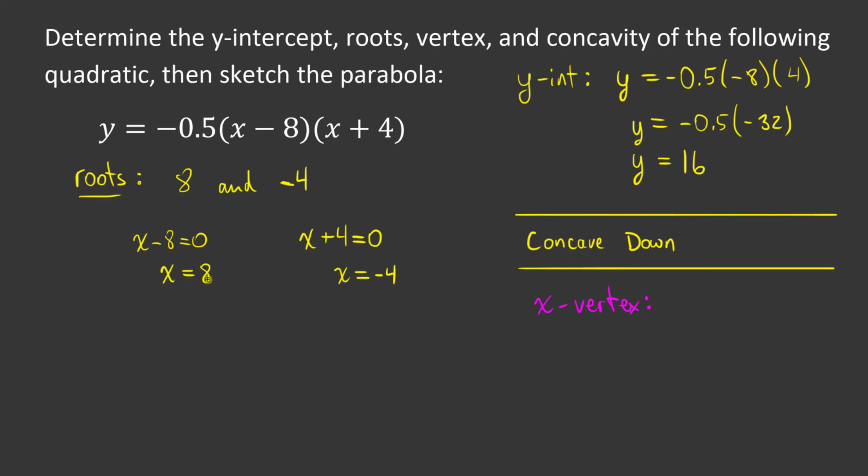Well, I've got my roots, and directly between those roots, because it's a symmetrical function, I know that directly between 8 and negative 4, so 8 plus negative 4, I could have just subtracted, but that's okay, divide by 2, that's where my x value of the vertex is going to occur. So 4 divided by 2 is 2, and so that's the x value of the vertex.